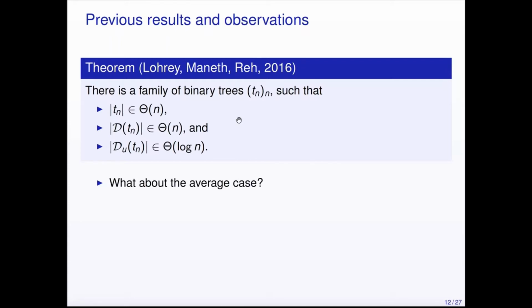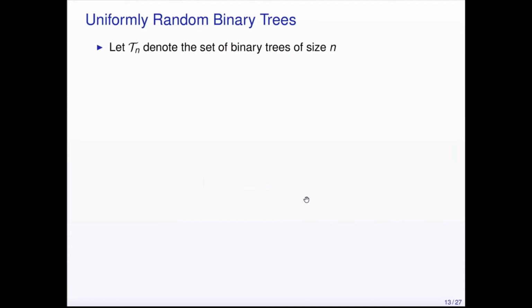And in our paper, we asked: what about the average case? In order to investigate the average case, we need something like a probability distribution. A very natural probability distribution is the uniform probability distribution on the set of binary trees of size n. So with Tn, we denote the set of binary trees of size n, and we measure the size of a binary tree as its number of leaves.